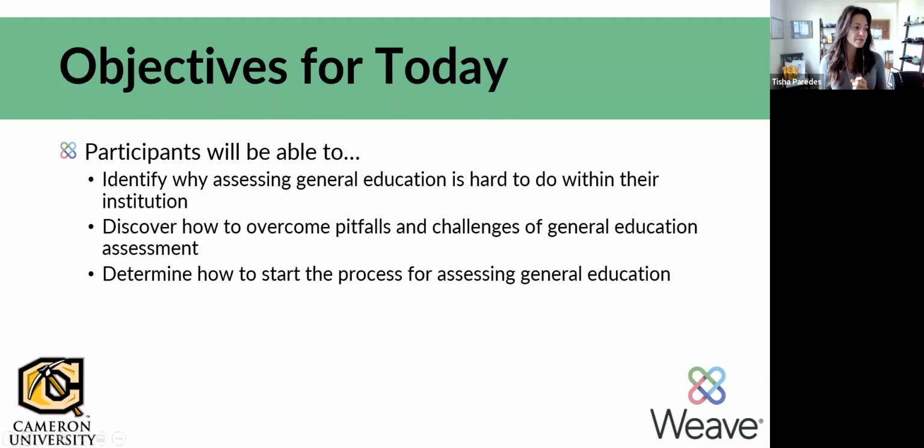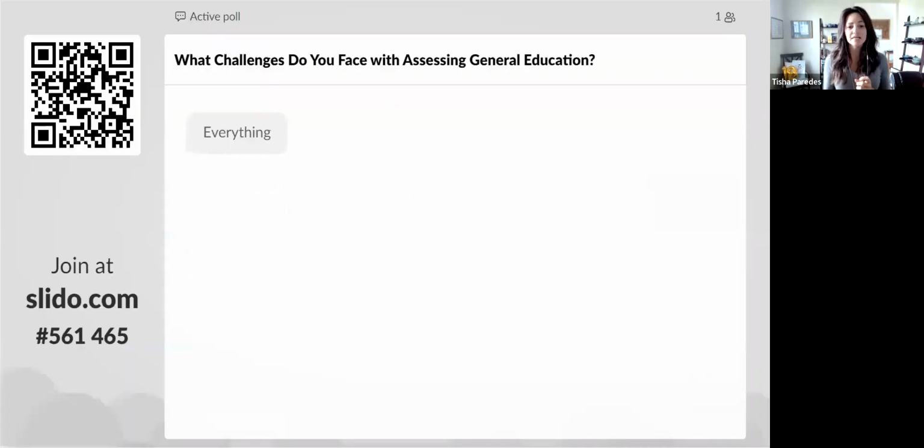So the first thing we're going to do here is a little poll. If you have your cell phone, you can pull it out and shoot the little camera at the QR code. I don't know why I said QR code, and it'll come up on your cell phone. Or you can go to SLIDO.com, type in that number, and answer this question. What challenges do you face with assessing general education?